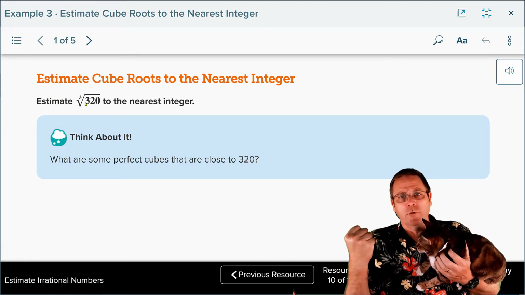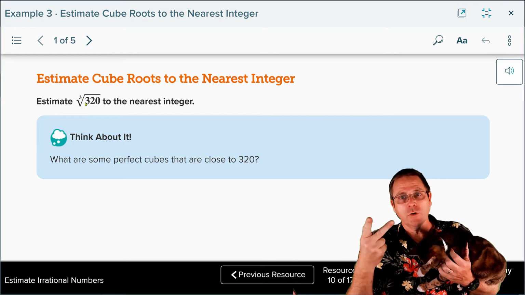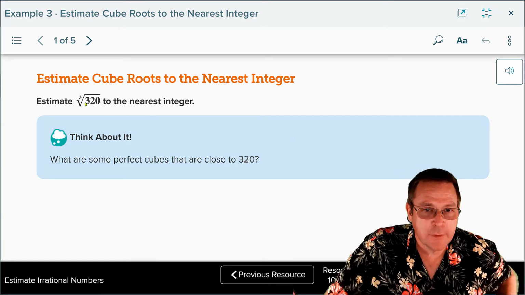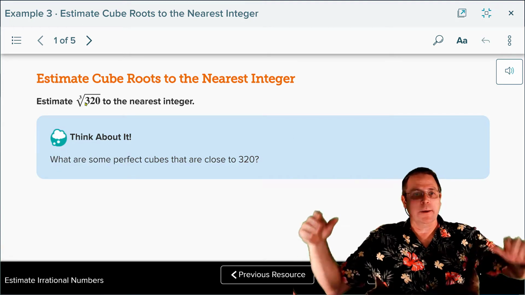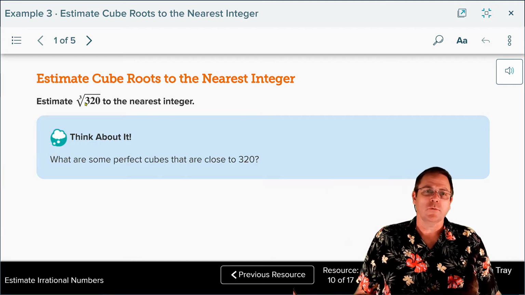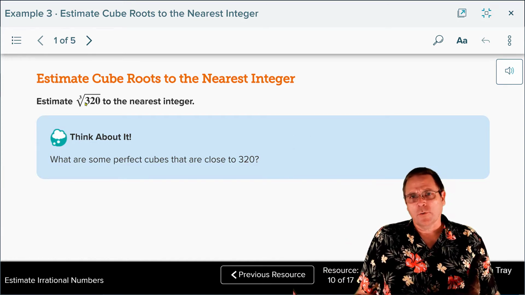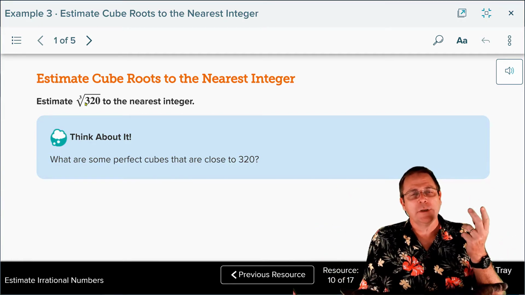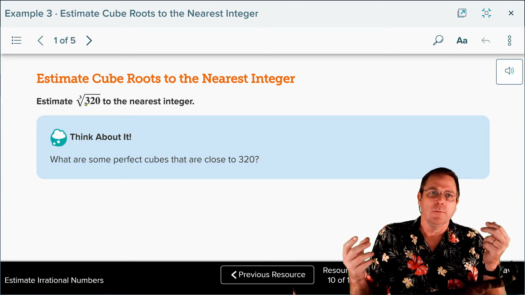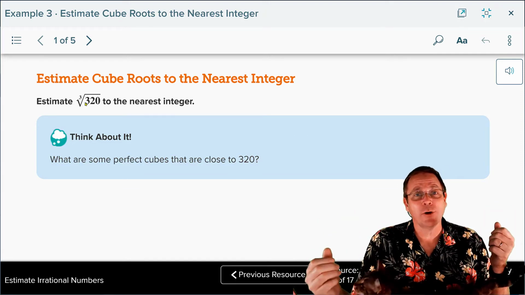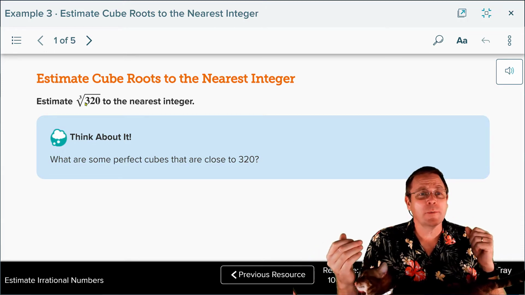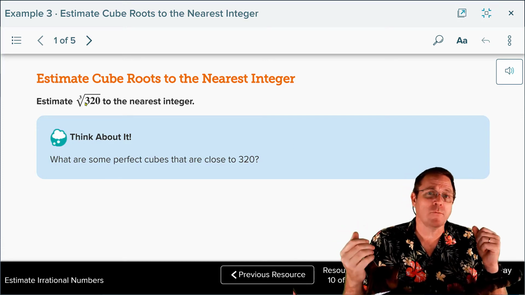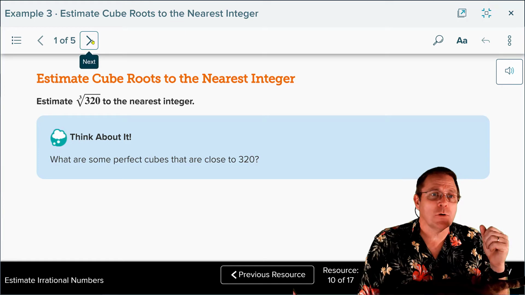Now remember, a cube root is a number that's multiplied times itself three times in order to equal the original number. And the question asks you to think about what some of the perfect cubes are that are close to 320. Well, the two perfect cubes I know right off the top of my head: 5 cubed is going to be 125, and 10 cubed is going to be 1,000. Now those two are pretty far apart. But I also remember that I just worked 7 cubed a little while ago, and 7 cubed was equal to 343. So that is going to be my starting point.